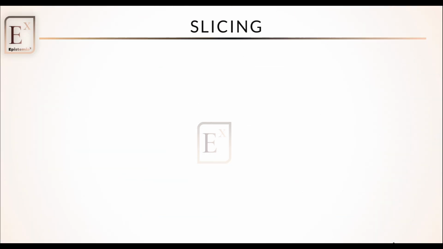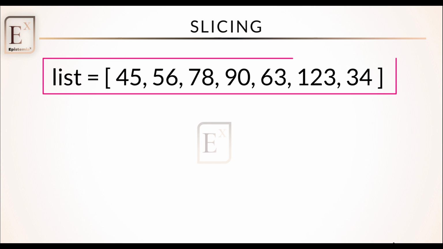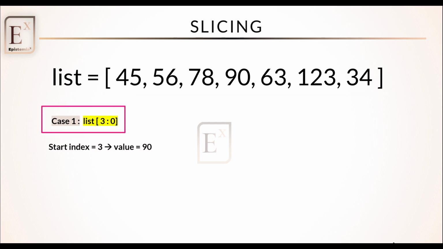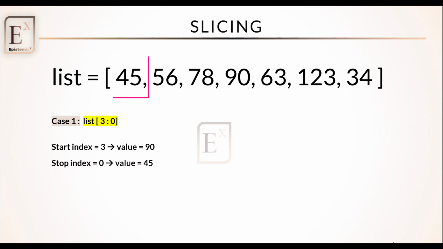In the middle of the video, I asked if the stop index is 0, what will be the output? Let's understand with a dry run. Let's take this list. Now let's see this expression. Here start index is 3 and that value is 90 and stop index is 0 and the value is 45, and by default step is +1. Since step is positive, that means step is greater than 0. Then elements are selected from start to stop -1 in a left to right direction. That means forward.